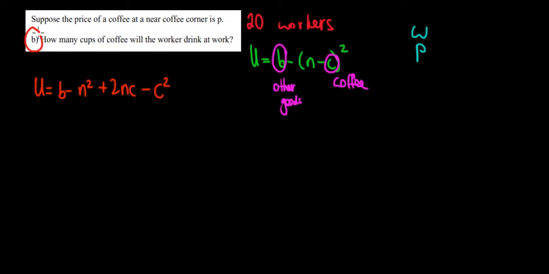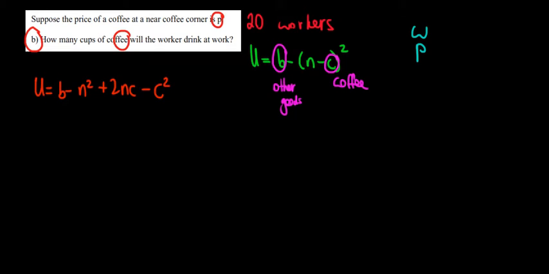Let's have a look at part B now. So suppose that the price of a coffee is P. How many cups of coffee will the worker drink? Well, let's see. What happens here is that, again, we want to maximize utility with respect to coffee, but we have to keep in mind that this is going to affect the salary of the worker, and the salary of the worker is going to affect the utility.